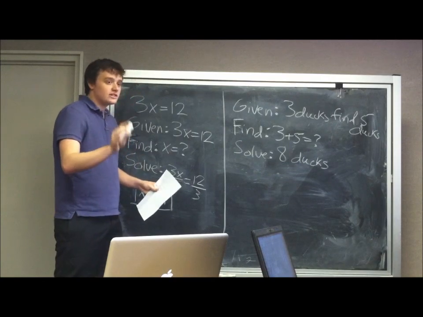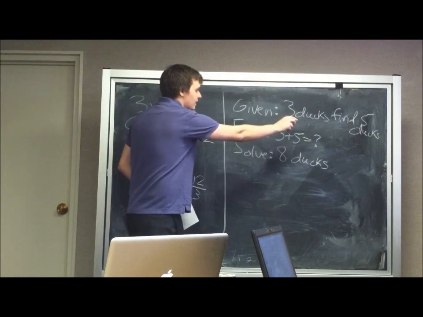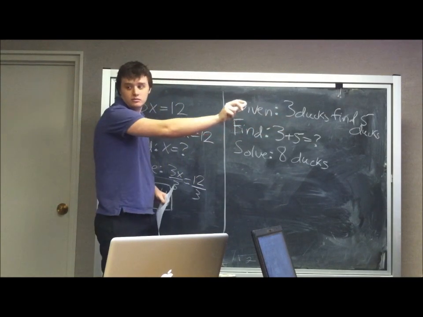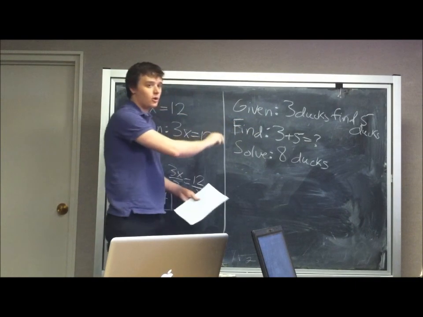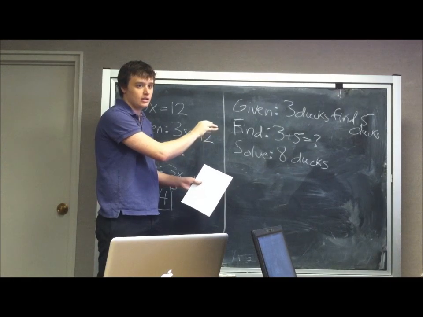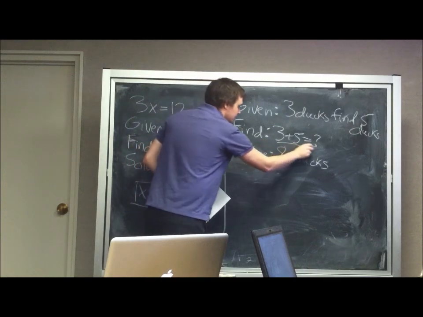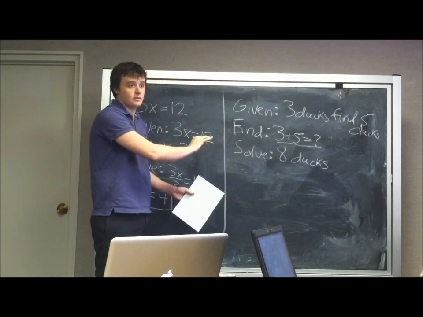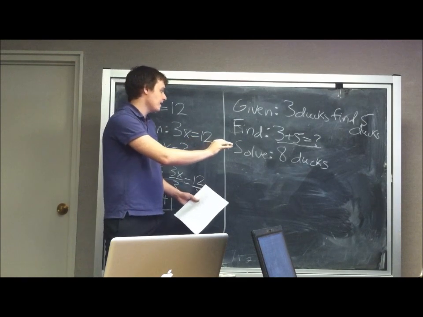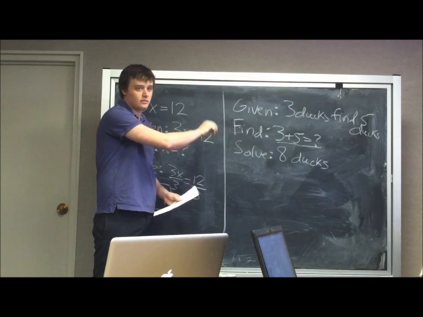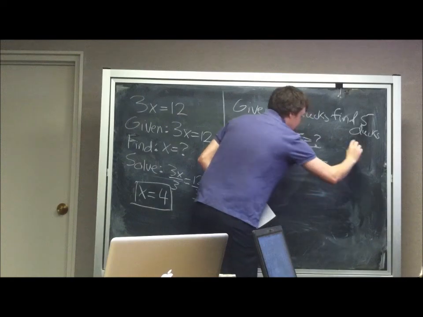Alright? So let's go back and check our answers here. So we're given that 3 ducks find 5 ducks. Does that check out? Is that good with everyone? Okay. And what are we trying to find? We're trying to find the total number of ducks in this group now. And how do we get that? We're doing 3 plus 5, not 3 times 5. Okay. And what is 3 plus 5? 8. We're all in agreement on 8. 8 is good. Everything checks out.